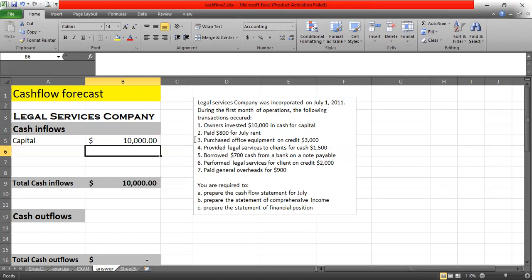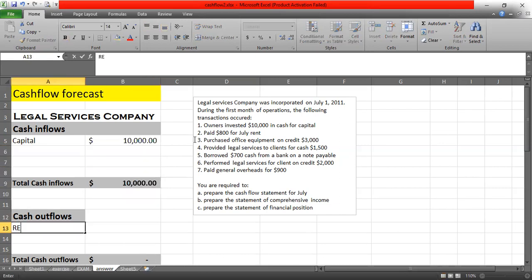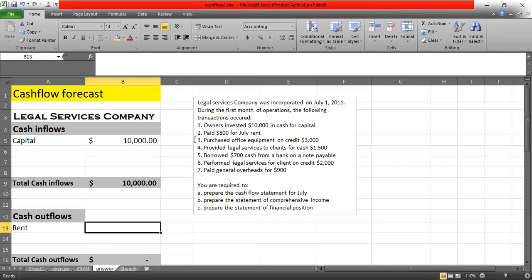Next, paid $800 for July rent. Since this transaction number 2 has no information about whether it's paid cash or credit, we will assume that whenever a transaction has no information on credit, it is paid in cash. So number 2 is a cash outflow. I'm going to type rent here, which means rent expense, and the amount is $800. This is basically for July's rent.